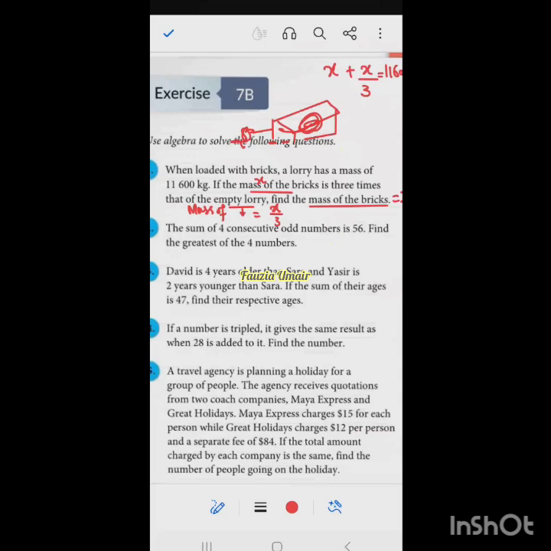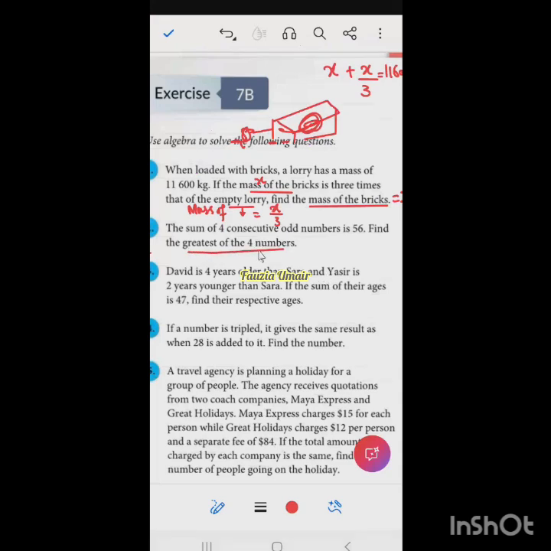Ma'am, the question is: The sum of four consecutive odd numbers is 56. Find the greatest of the four numbers. अच्छा, this is like the previous 11th question. That's right, consecutive का word आ गया, तो we will do the same thing. Remember that. अच्छा, अब हमने देखो सबसे पहले ये देखना है, what do we need to find out? हमने क्या निकालना है?